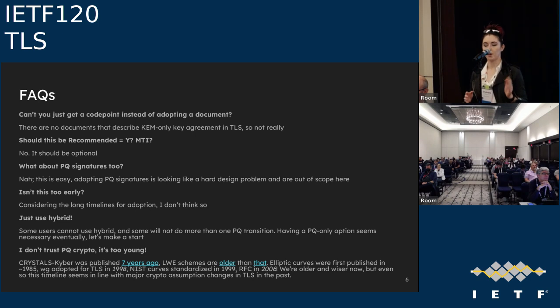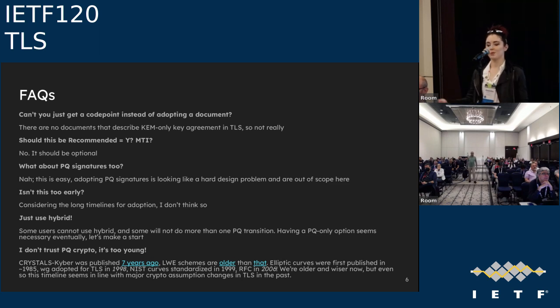Why can't you just do a code point? Because we don't have another document that tells you how to do this thing. This is trying to fill that void. Should this be recommended? Should this be a mandatory to implement? I don't think so. Not at this juncture. Maybe in like a decade, we all feel that way. I don't care. I just want to be able to do it officially with TLS 1.3.